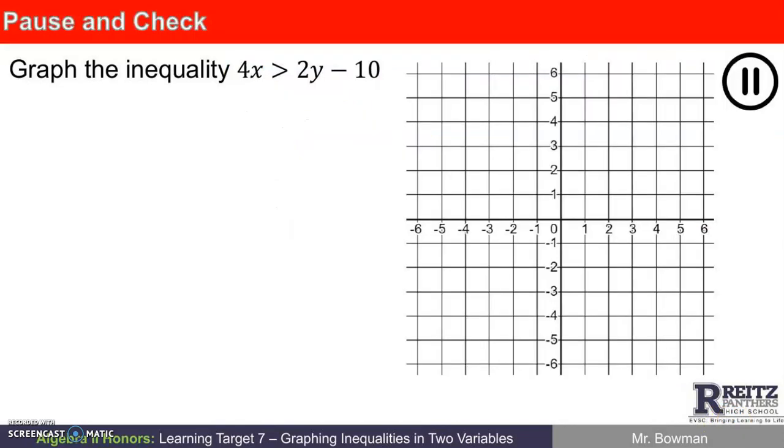Okay, it's your turn. Panthers, solve this inequality. Try to make a sketch of the inequality graph if you can, and when you think you've got something that seems reasonable, hit play and we'll check it out.